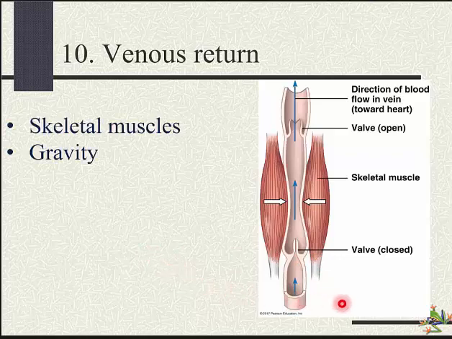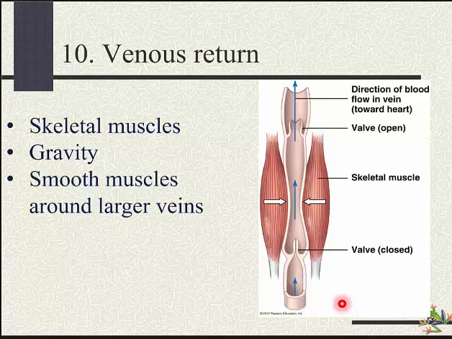The next point is gravity, and that relates to what happens above the heart. Gravity helps bring it back to the heart from the head. And then some of the larger veins also have smooth muscles around them. And the last thing here is the respiratory pump. That is usually the hardest to explain.